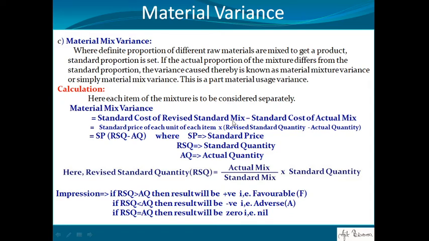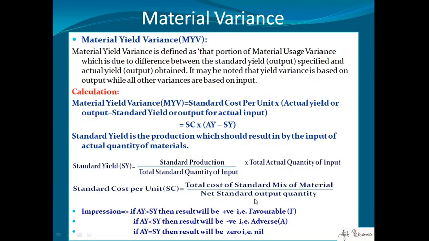Standard cost of revised standard mix minus standard cost of actual mix is equal to standard price of each unit of each item multiplied by revised standard quantity minus actual quantity. If revised standard quantity is greater than actual quantity, the result is favorable, and if RSQ is less than actual quantity, the result is adverse, and if RSQ is equal to actual quantity, the result will be zero.